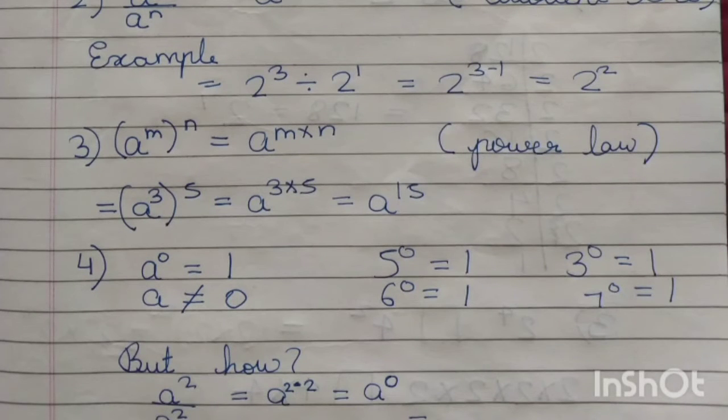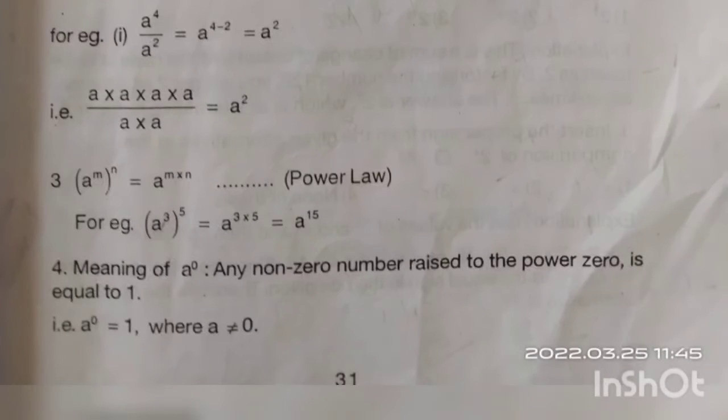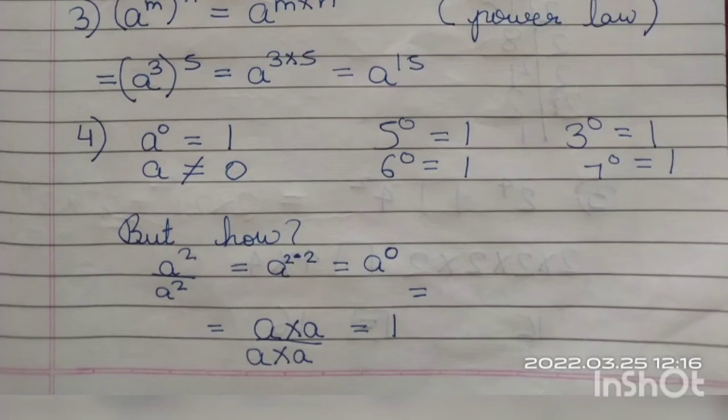The fourth law is that any number raised to the power 0 will be equal to 1 only. Like 8 to the power 0 will be 1 only. 5 to the power 0 is 1, 6 to the power 0 is 1, 3 to the power 0 is 1, 7 to the power 0 is 1.